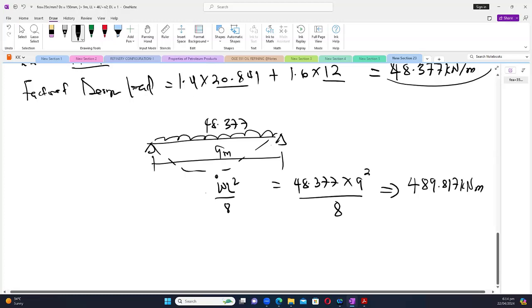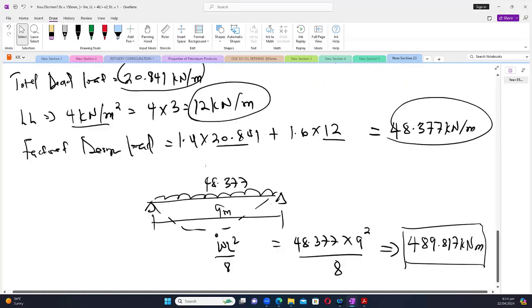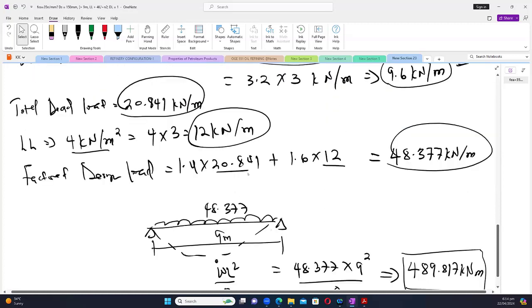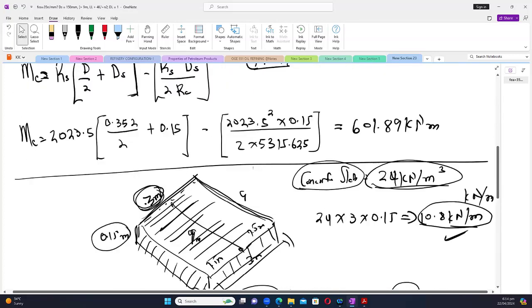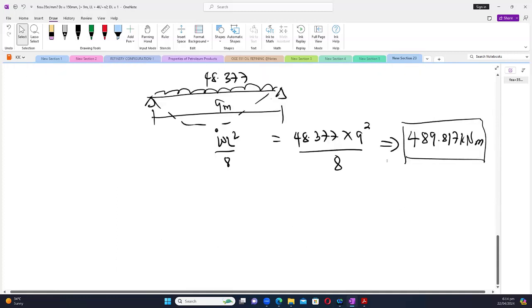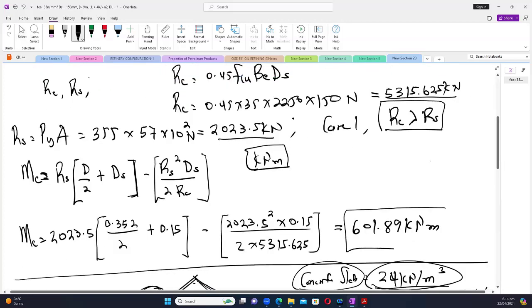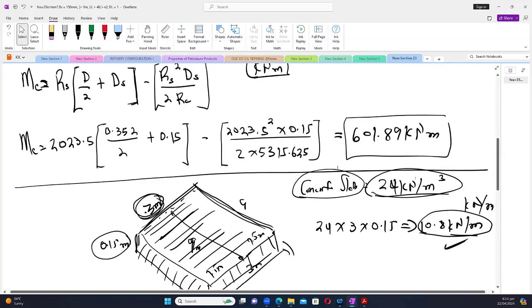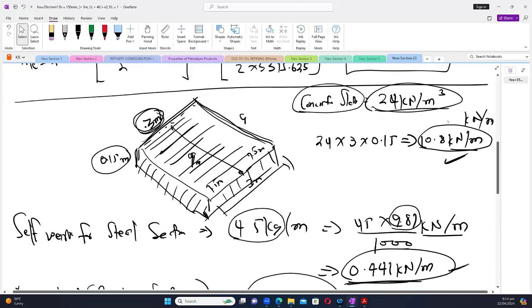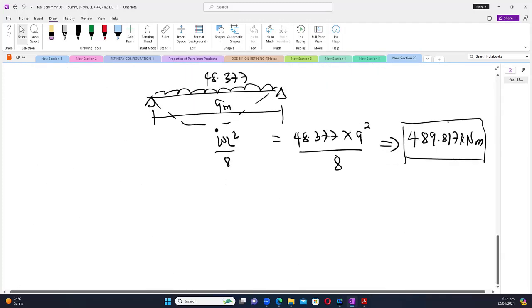Anyone with a different answer? That is correct. Okay. So the question now remains whether the steel that we're choosing is adequate or not. We now know that the moment induced, the internal force, is 489. But the steel section we chose had the capacity of what? 601. So I can say that the steel section is adequate. Do you all agree? Yes, sir. Because the steel capacity is higher than the demand, I mean the bending moment developed internally.